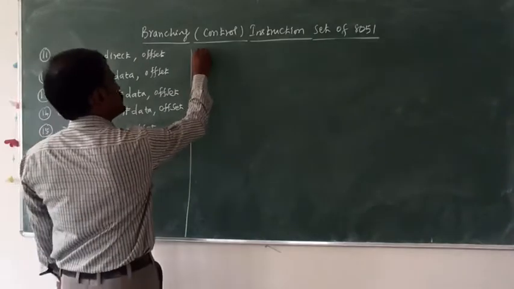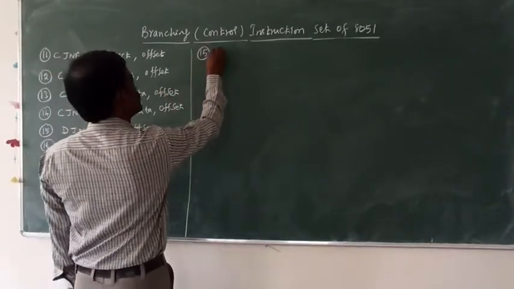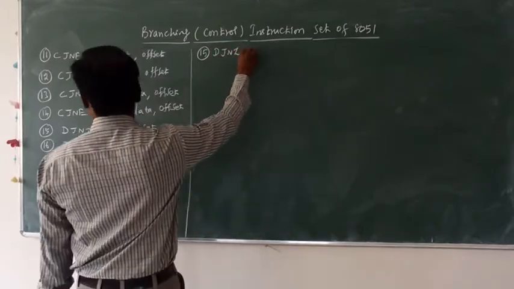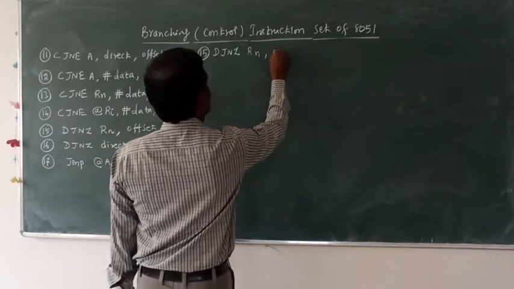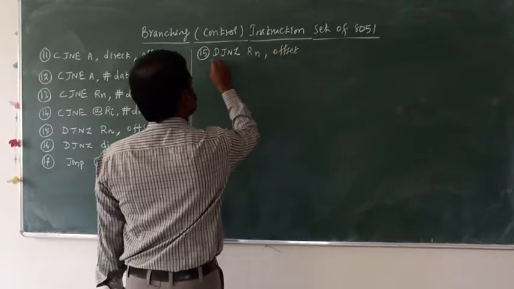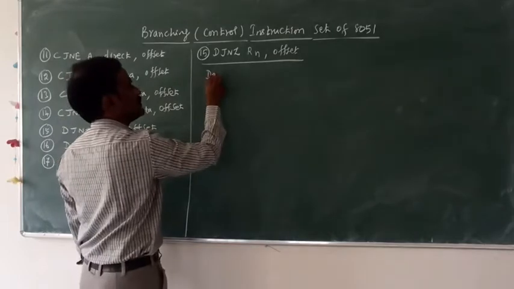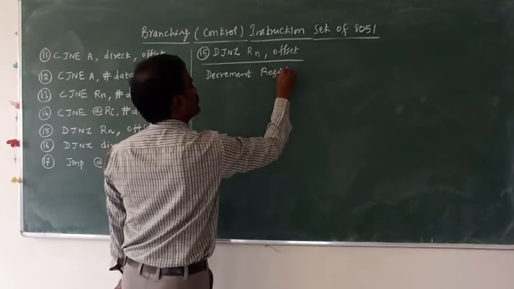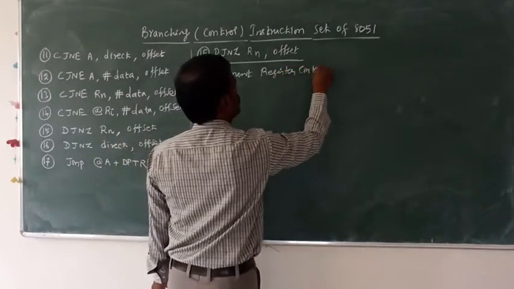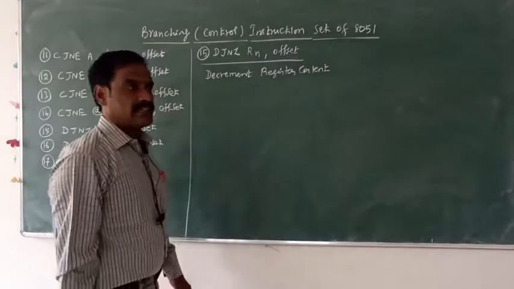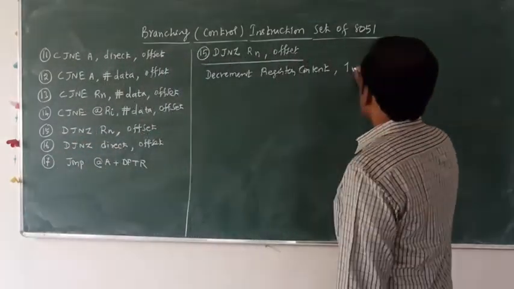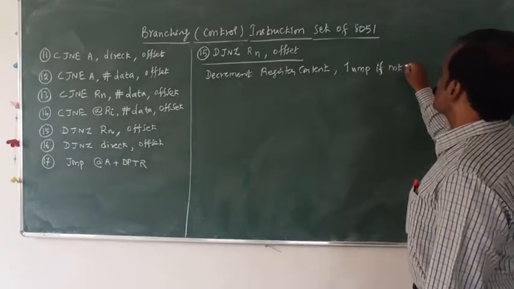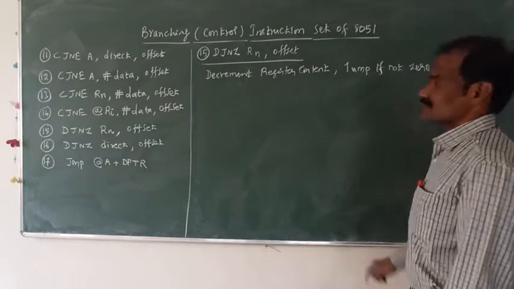And the 15th instruction, DJNZ Rn, offset. Decrement register content. Jump if not 0.